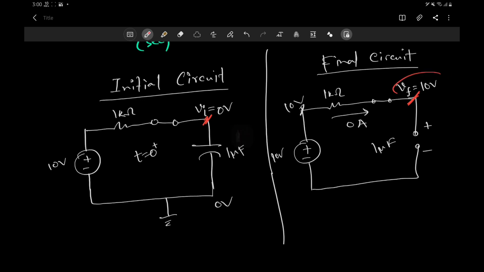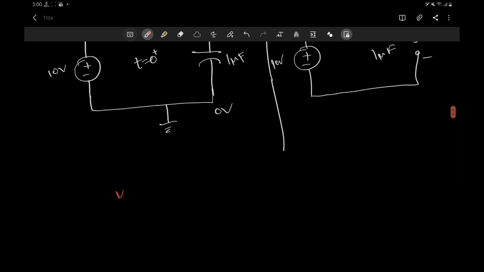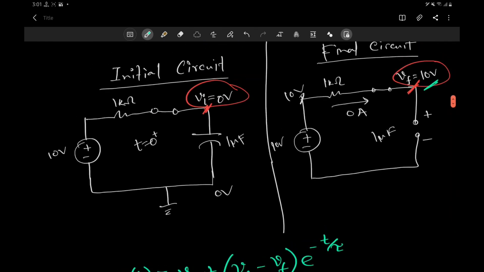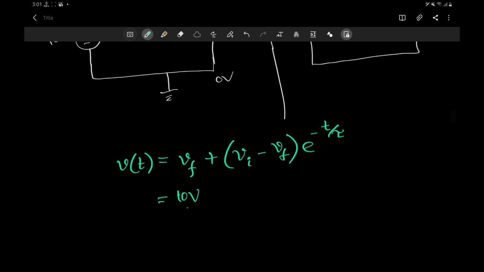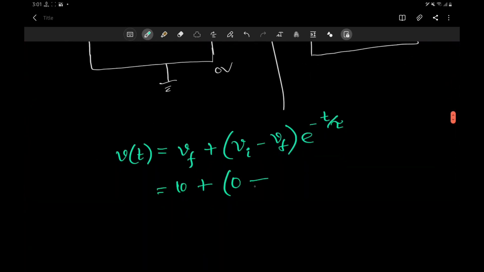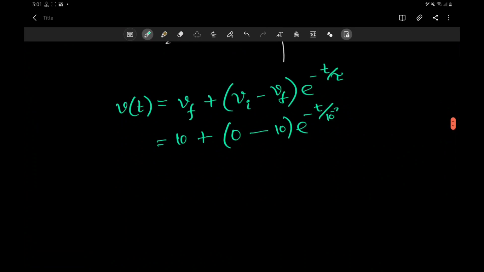So this is your information from the final circuit, and from the initial circuit, this is your information. If we write out the equation now, you will have V of t equals V of f plus V of i minus V of f, times e to the power minus t by tau. Writing this out, we have Vf equals 10 volts. Let's ignore the unit for now. Vi is 0 volt, so 0 minus Vf is minus 10, times e to the power minus t divided by tau. We have seen that the value of tau is 10 to the power minus 3 for this circuit.